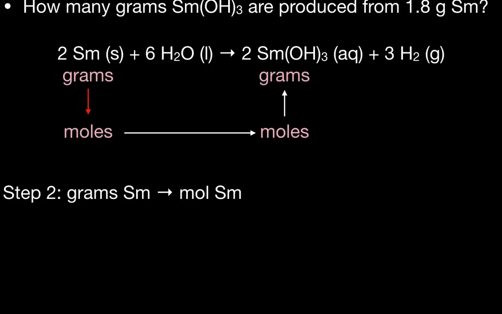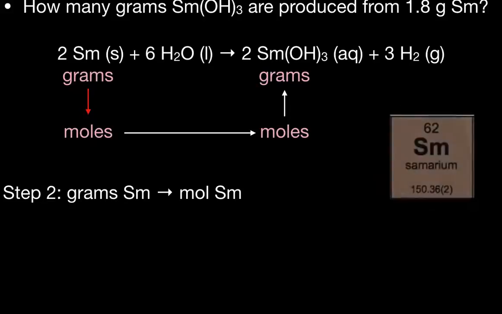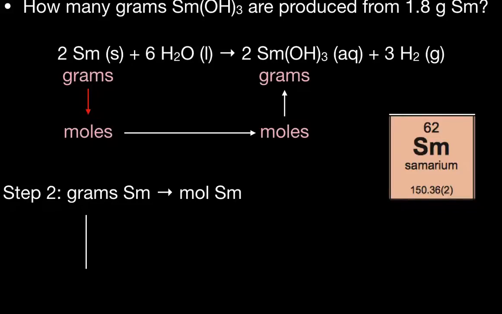Let's get started by converting grams to moles. You can find samarium in the actinides grouping of your periodic table as element number 62. Now, we are starting with 1.8 grams of samarium. So to convert to moles, we want to position 1.8 grams of samarium here as a starting point.